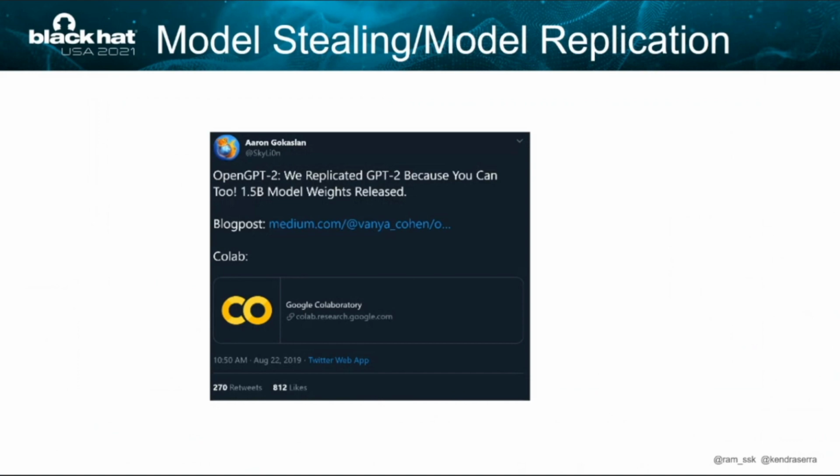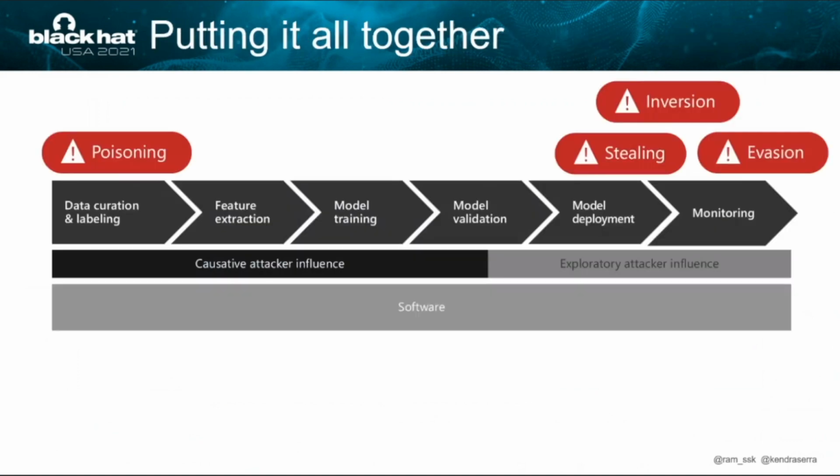So to put it all together, here's what I want you to take away so far. There are a spate of attacks that can happen just by querying the model and observing the responses. So that would be inversion, which is reconstructing the private training data, model stealing, as well as model evasion. And then if you can corrupt the training data, that's called model poisoning.